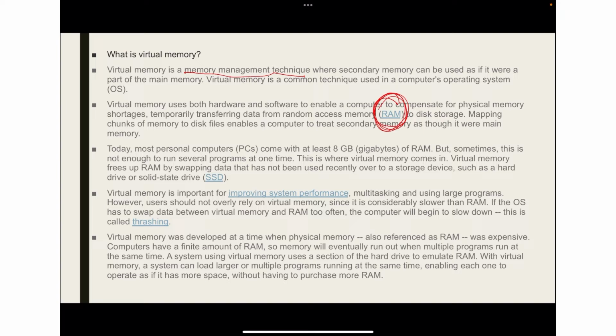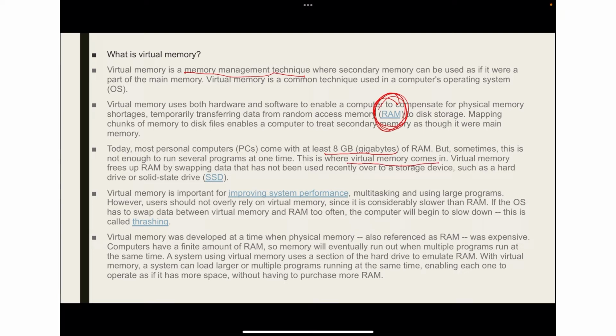So today, most personal PCs come with a large 8 gigabytes of RAM, but sometimes this is not enough to run several programs. So we know that some programs use RAM heavily, for example, those programs which have a lot of graphics. So this is where virtual memory comes in.